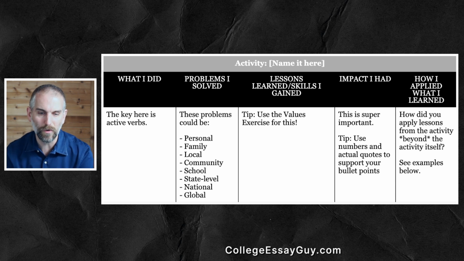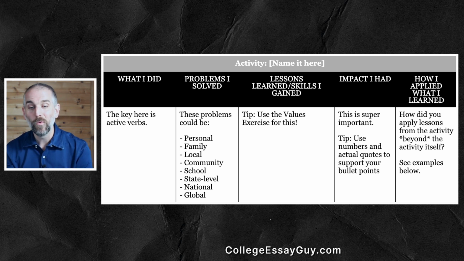Problems I solved: organized the schedule, and you just list whatever all the problems were. Now, you might not think of problems you solved related to a sport, but hey, think about team dynamics. Were there any problems that you had to resolve there? Next column, lessons learned or skills I gained. You'll find a link below this video to something called the values exercise that'll help you think through some different lessons you learned or skills you gained.